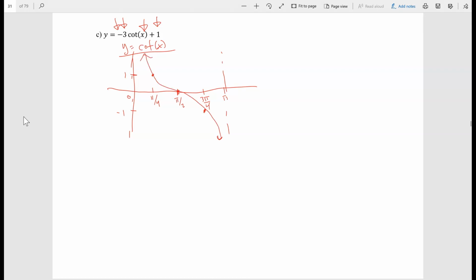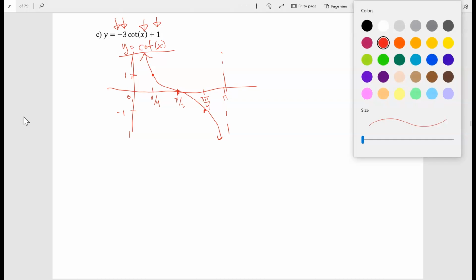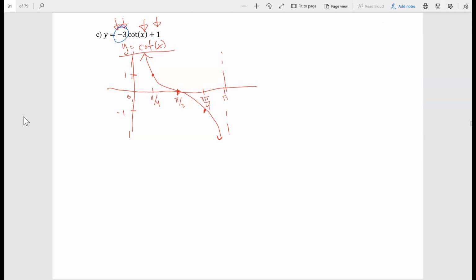Okay. So now the first thing that we want to do is deal with this -3. Okay. So remember what's going to happen is that all of these y values are going to be multiplied by this -3. So these y values, when we multiply them by -3, so first of all, nothing's going to happen to these asymptotes. So the asymptotes stay the same. They're still undefined. That's still where it's undefined.